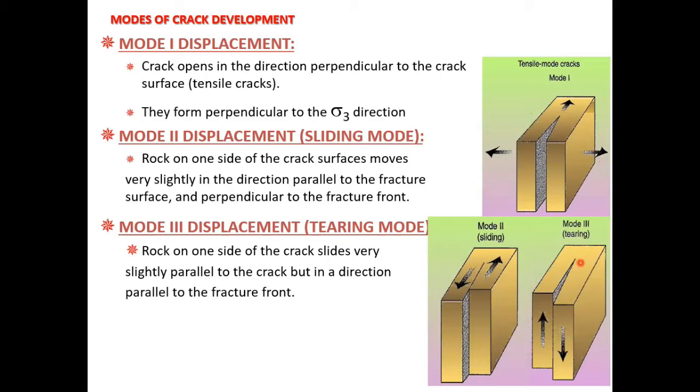And this can be observed at many different scales. You can see this type of tear fault at regional scale, global scale, or they can be just microstructures or outcrop scale structures.